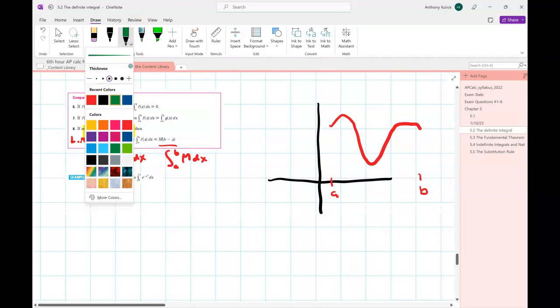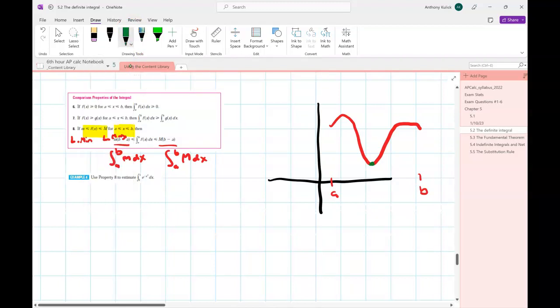So this point right here is our local minimum, correct? So we're saying that this area has to be less than the value of our integral, the area under the curve. Well, certainly. Of course it does, right?